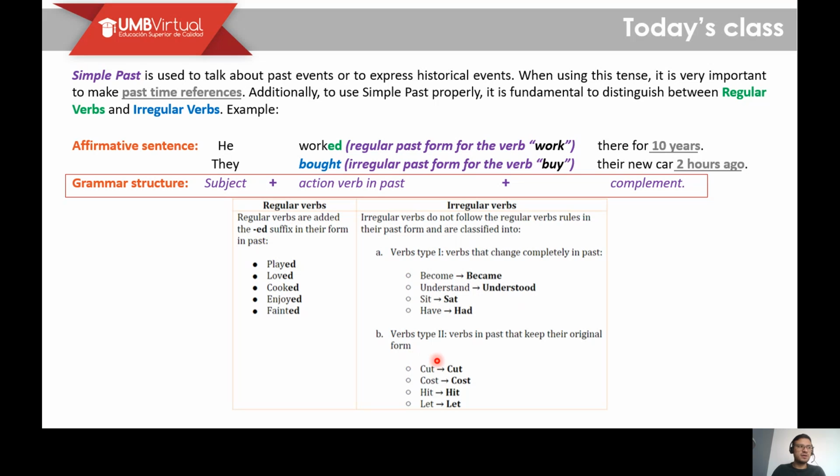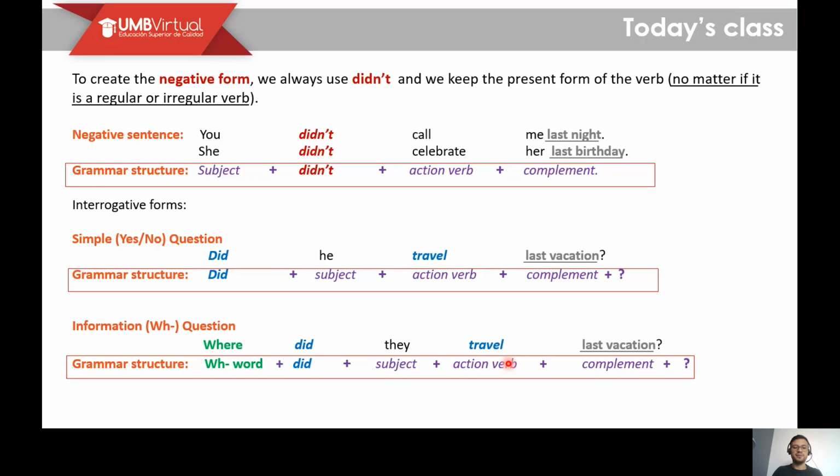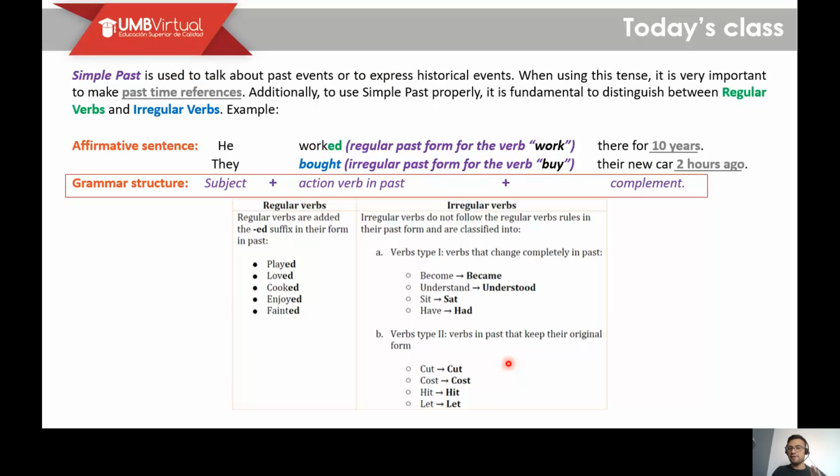And we have also verbs that don't change. We have the verbs cut, cast, hit, and let. These are examples of irregular verbs because they don't change the conjugation from present to past. So this is another way of being irregular. Okay, so we have the affirmative one: subject, action in past, and complement, and that's it.